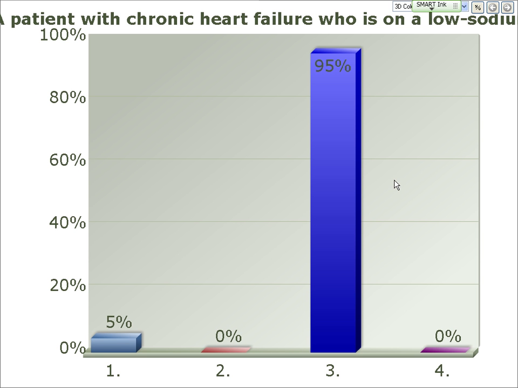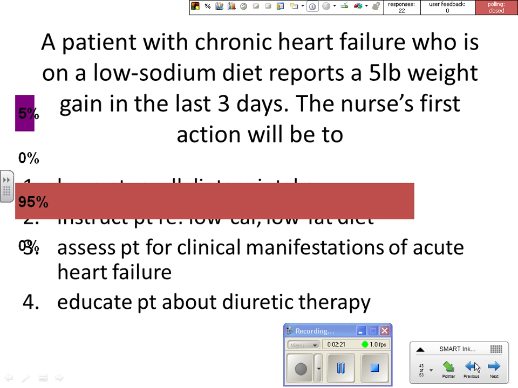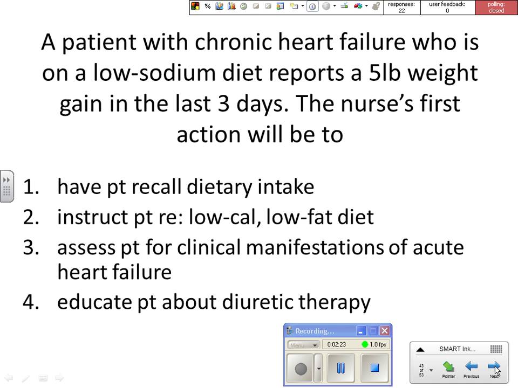Okay, 95% said assess for clinical manifestations of acute heart failure. Why did you do that? You always got to assess first. And then you can do all that other stuff, the education and all that other good stuff. But you need to assess, because a 5-pound weight gain in 3 days, we got problems.